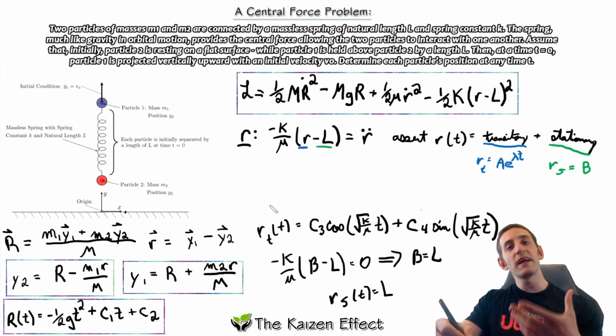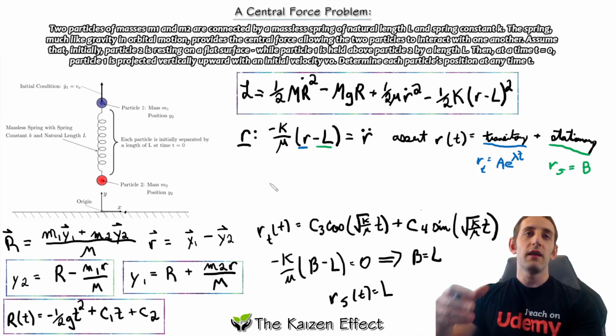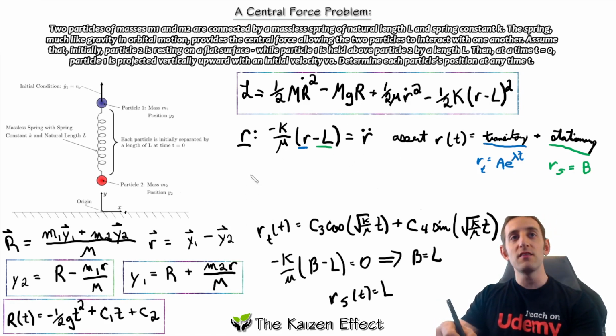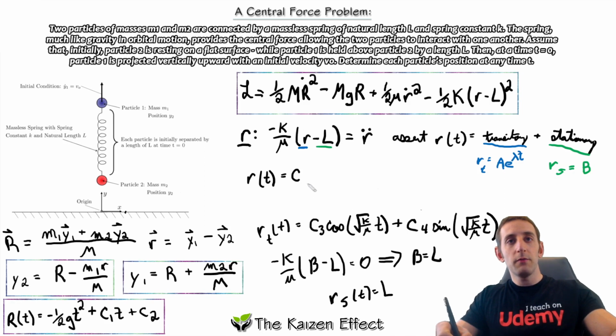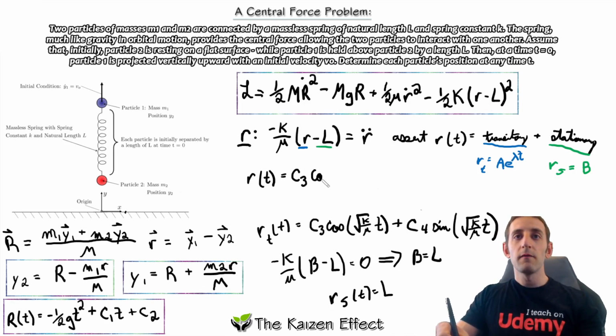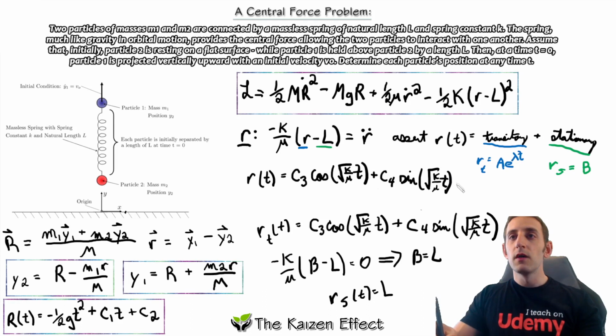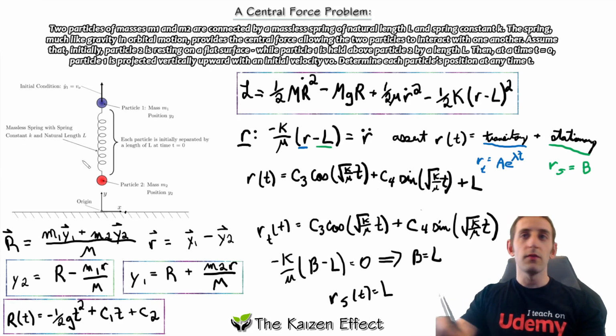So all that's left is to write out the general form of this equation that we've gotten. Basically we're taking our equation of motion and showing what clues it provided us with. So the math dictates that this center of motion is described by R sub t equal to C3 cosine of root k over mu times t plus C4 sine of root k over mu times t plus L. Okay, so that is the general form.